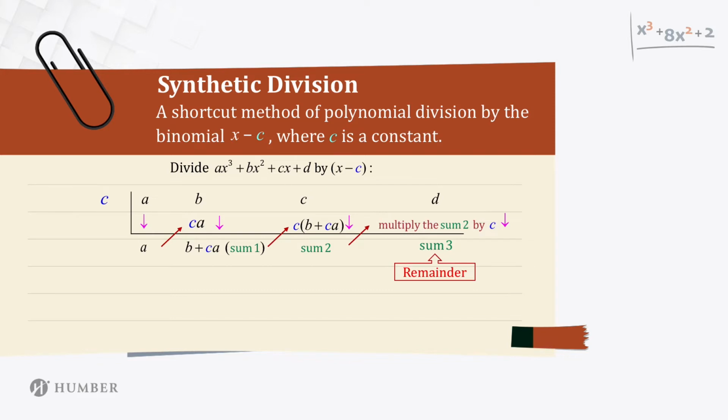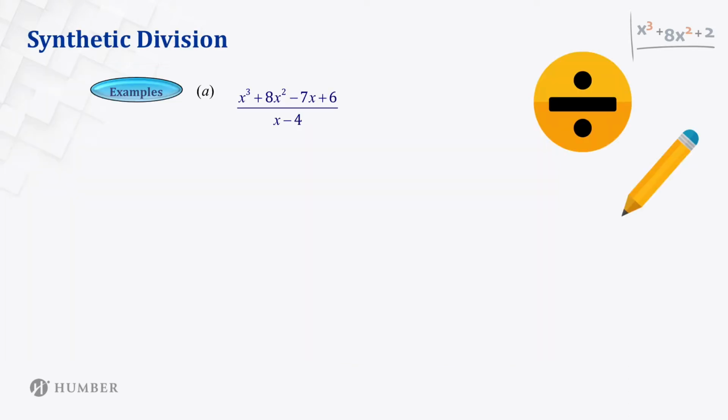And the first three numbers represent the coefficient of quotient, which is one lower degree than that of the dividend. Since this illustration shows polynomial of third degree as dividend, the quotient should have degree 2. Let's take a look at some examples to apply what we have learned so far.